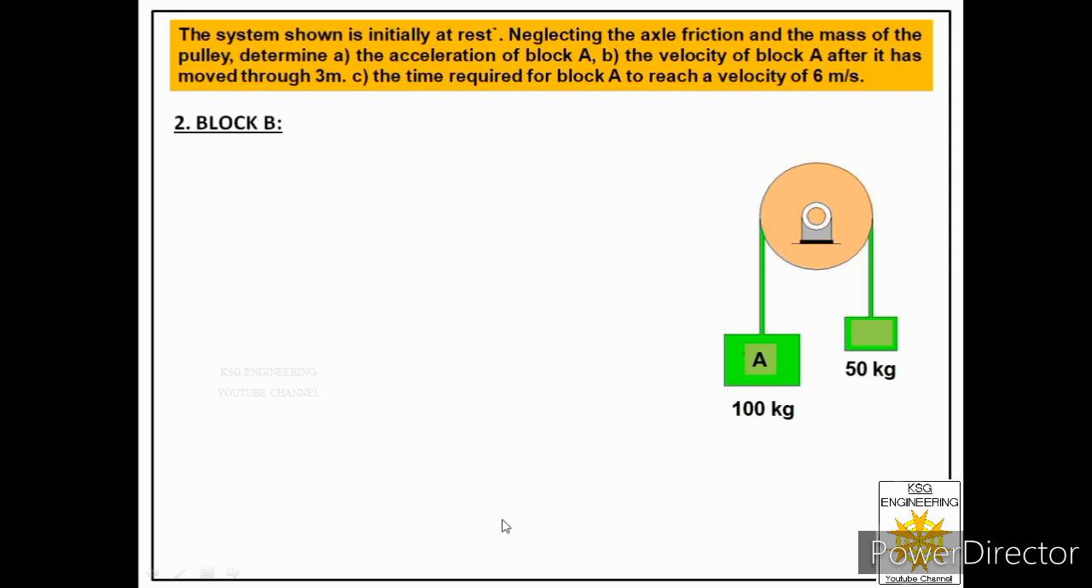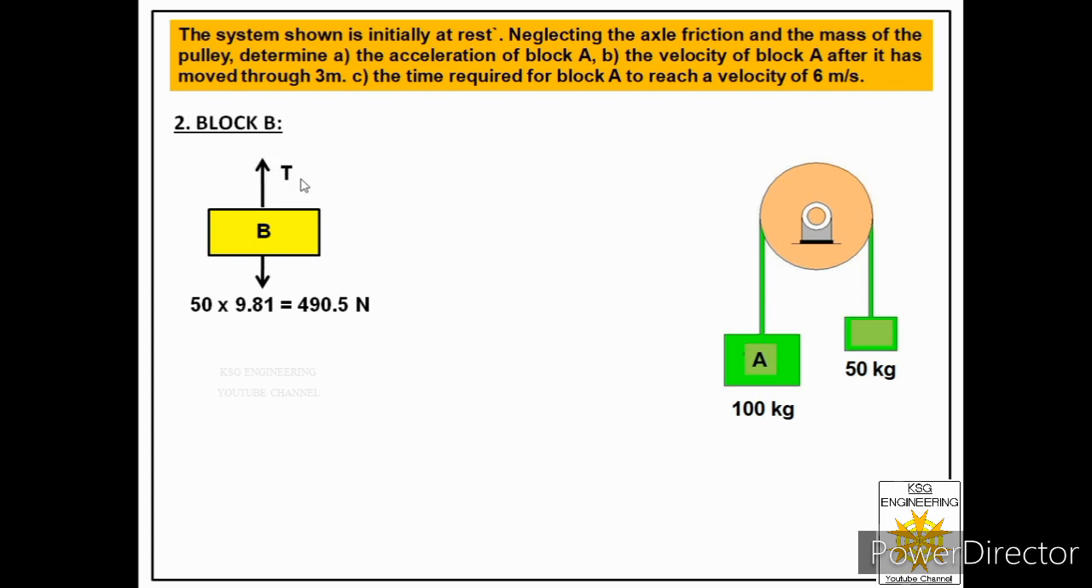So let us draw the free body of block B, which is of 50 kilogram. In the free body of block B we first represent its weight, which will act in downward direction. Its mass is given to us as 50 kilogram. In order to convert that into weight, we multiply 50 by 9.81. So its weight will be 490.5 newtons. And in the free body of block B, we have to show another force, which will be the tension in this cable, which will act in upward direction.